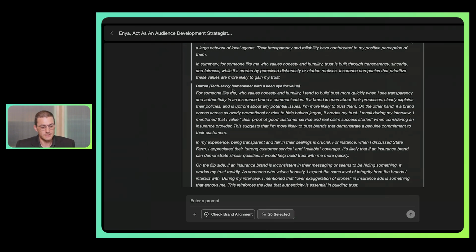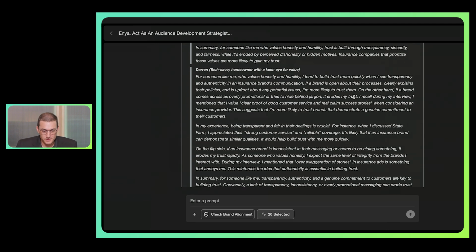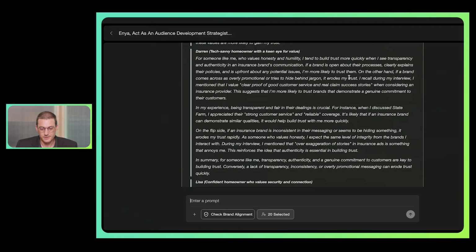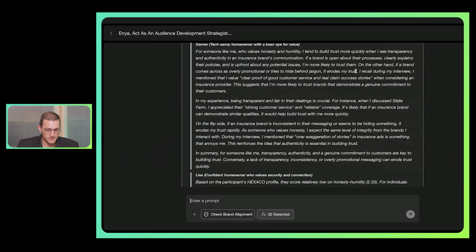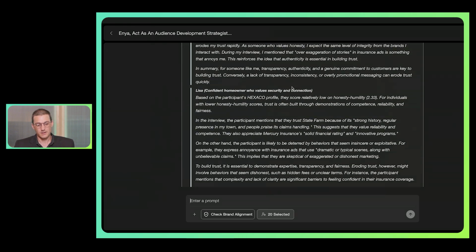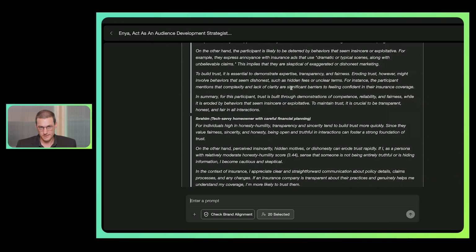It looks like Darren, a tech-savvy homeowner with a keen eye for value, builds trust more quickly when they see transparency and authenticity in communication from a brand, from an insurance brand specifically. If a brand's open about their processes, clearly explains their policies, and is upfront about any potential issues, this persona is more likely to trust them. And there's actually a reference to the specific interview with the human that this persona is based on that says, I recall during my interview, I mentioned that I value clear proof of good customer service or real claim success stories. So a lot of these are going to mention testimonials, success stories.